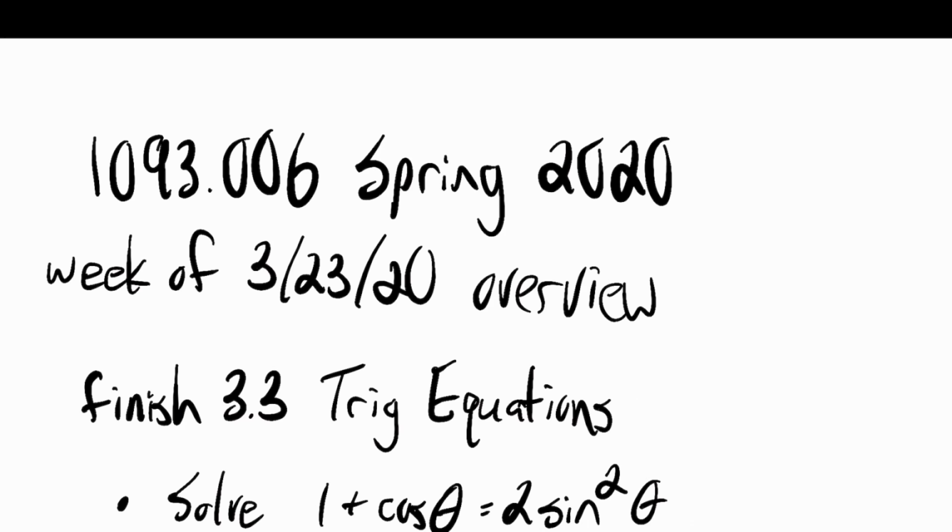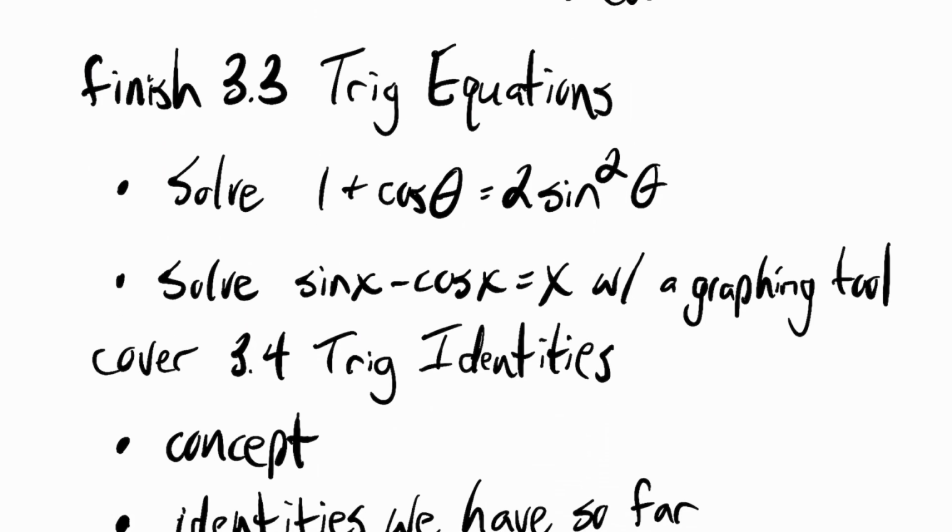So basically, we're going to finish section 3.3. We're just going to do two examples. One of them solving it algebraically. Another example where it's called a non-algebraic equation. You kind of can't solve it algebraically. There are ways to do it with calculus, but that's beyond the scope of this course, obviously. But we'll use a graphing tool to get an answer of some kind, a decimal approximate answer at least.